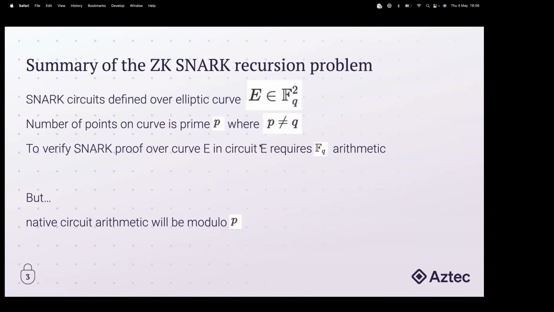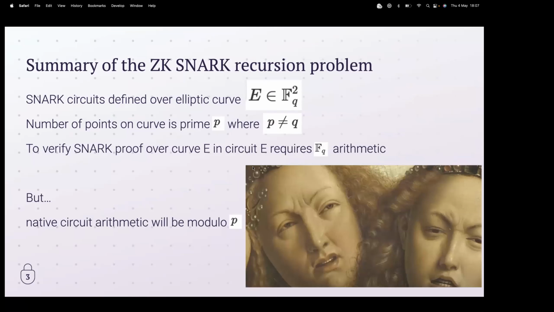So, just to summarize briefly the zk-SNARK recursion problem. If you're defining a SNARK over elliptic curves, then your circuit will be defined over some curve where the arithmetic of your gates is modulo the number of points in the curve, which will be a prime subgroup. To verify a proof within a proof with one elliptic curve, you need to perform arithmetic in the field that the curve is defined over, and that's going to be different to the native modulus that your circuit arithmetic is performed over. P does not equal Q. This is the problem, and it's not good.